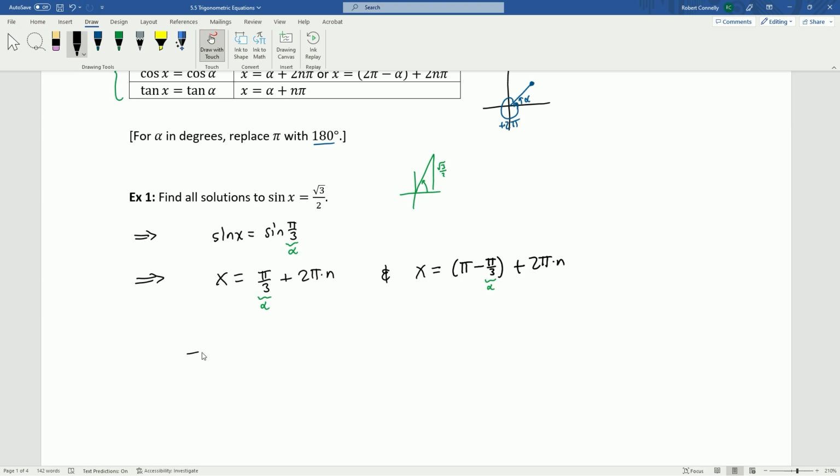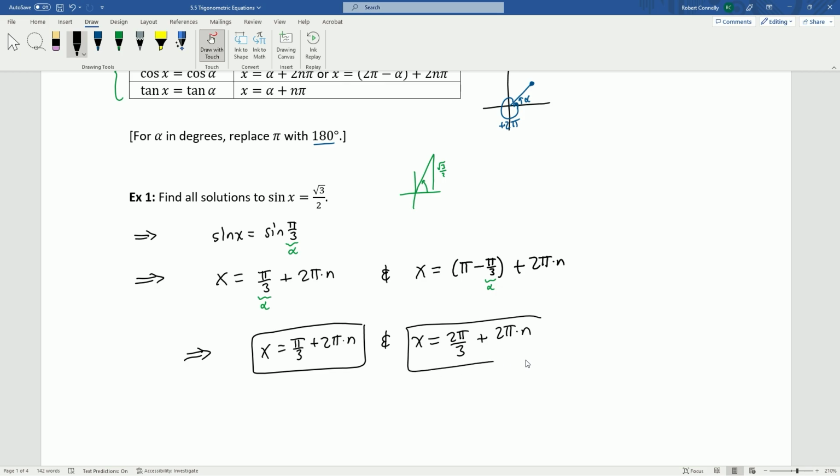So now we just have to simplify a little bit. This first equation is fine. There's nothing to simplify. Now our second equation, we've got pi minus pi thirds. That's 3 pi over 3 minus 1 pi over 3. That's 2 pi over 3 plus 2 pi times n. So all solutions to this equation are written in this form.